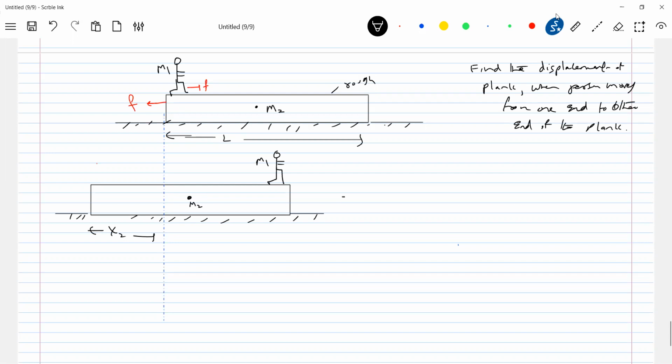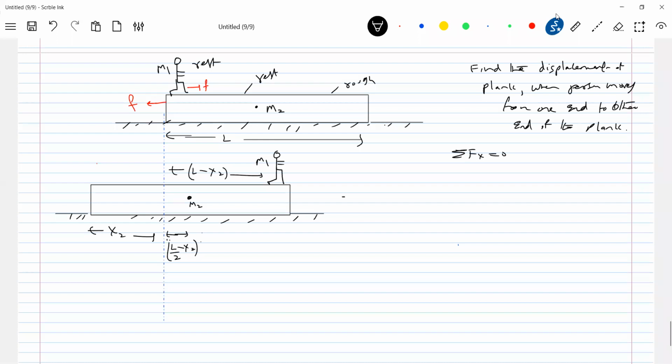And what is the net external force acting on the system along the x-axis? Zero, no? The net external force acting on the system along the x-axis will be zero. So finally, the distance here is L by 2 minus x2, and the person is at a distance L minus x2. These are the positions. The net force acting on the system along the x-axis is 0, and initially they are at rest.